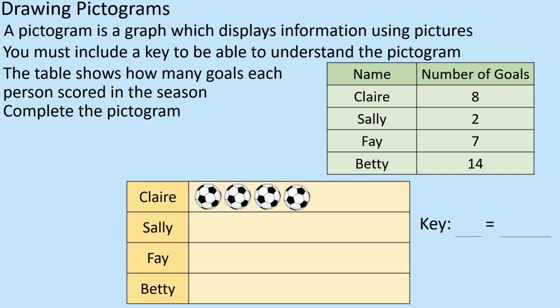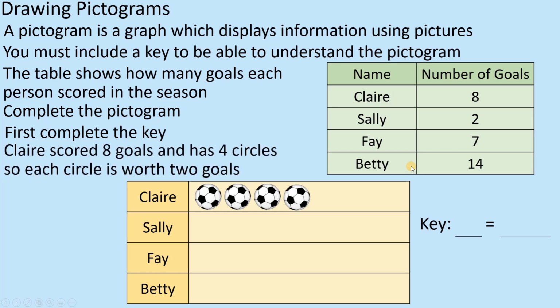Alright, so here we go. The table shows how many goals each person scored. Complete the pictogram. Okay, so let's have a quick look at what we've got. Claire's got 8 goals, Sally's got 2 goals, Faye got 7 goals, and good old Betty, she's got 14 goals. You can see from here that Claire has 4 footballs, so clearly footballs represent the number of goals, but she had 8. So it doesn't represent 1 goal, it looks like a football represents 2 goals. The first thing we need to do is get the key correct, so that I understand that Claire isn't 4 goals, it represents 8.